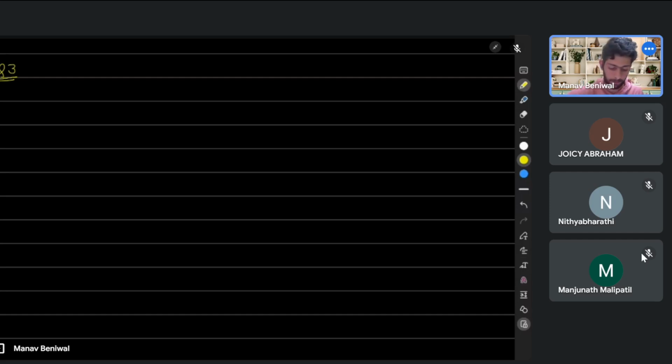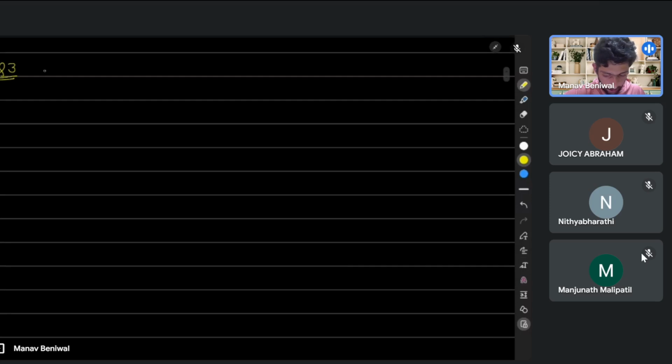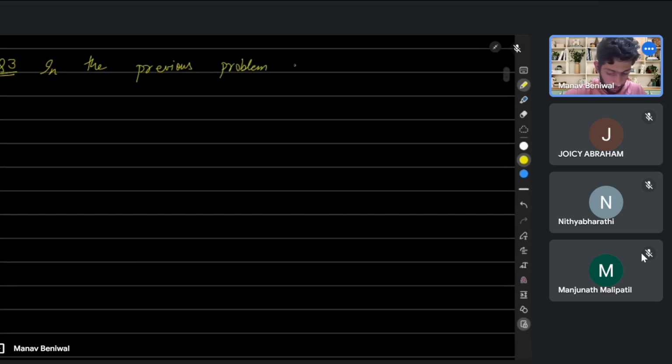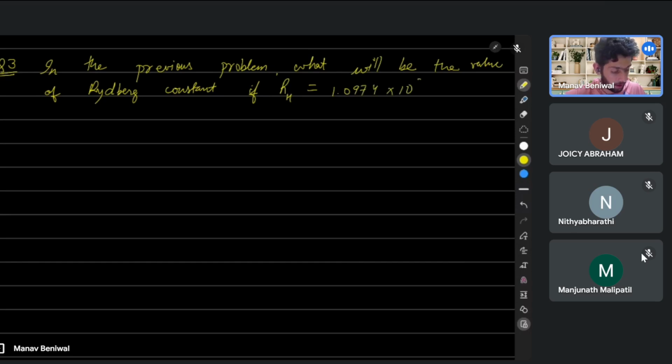Okay, so let's solve the next question. So the next question is, in the previous problem that we just solved, what will be the value of Rydberg constant if RH, where H is hydrogen atom, is given to be 1.0974 into 10 to the 7 per meter.